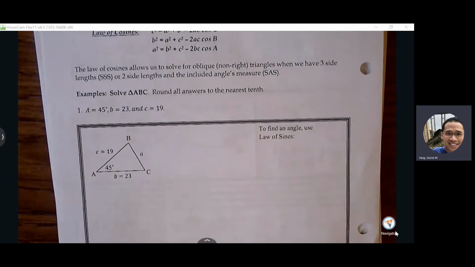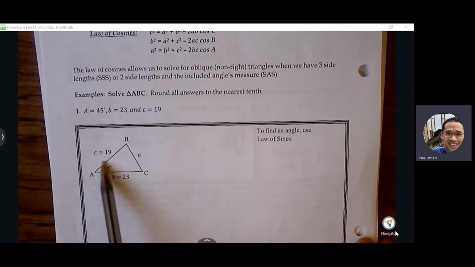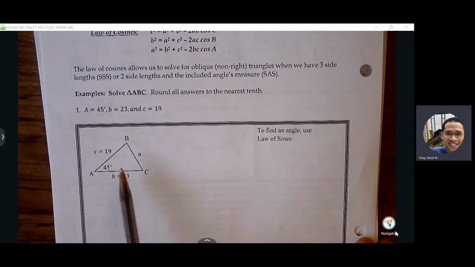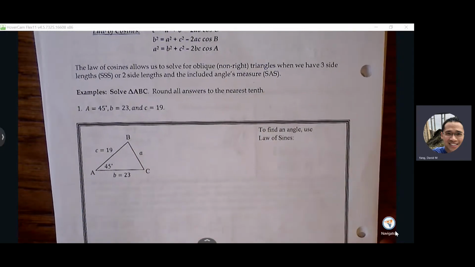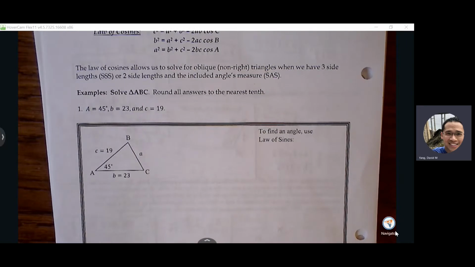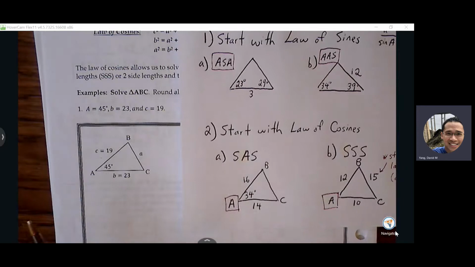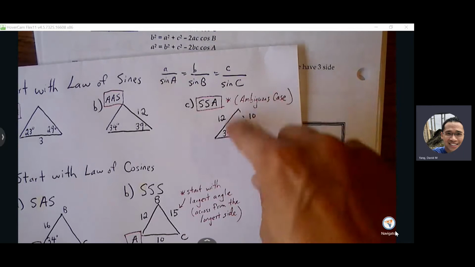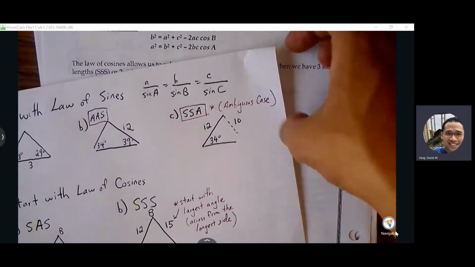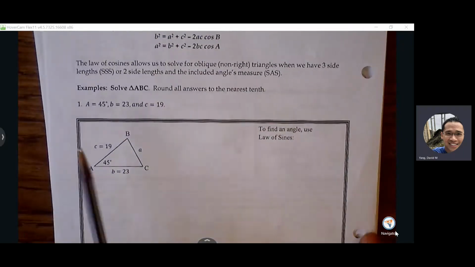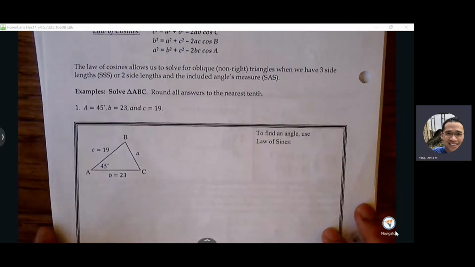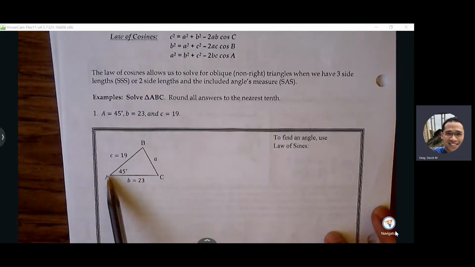So the way they have drawn it here, you've got angle A, 45 degrees, side B, 23, and side C, 19. Can you tell what type of triangle this is? This is side angle side. We have to recognize this as side angle side, not side side angle. If it's side side angle, then we'll use the ambiguous case, or we'll test by finding that vertical height. But we understand this is side angle side, and we're going to connect that with using law of cosines. If it's side angle side, this is pretty straightforward.